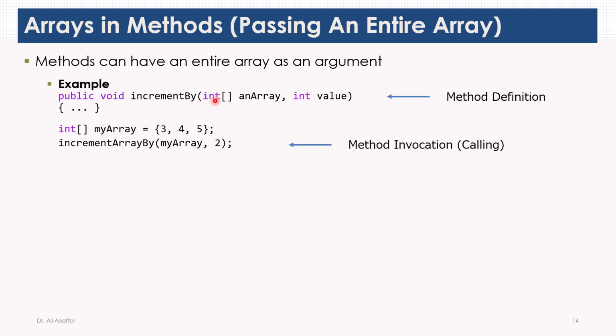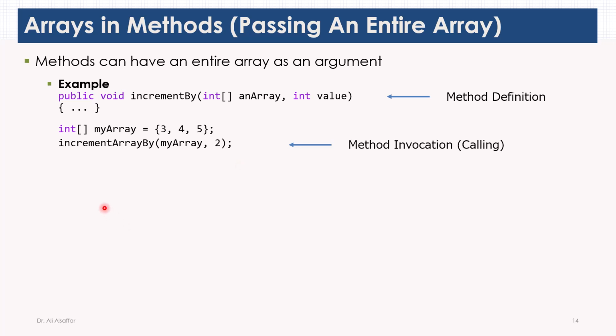And it should have the same base type as the argument, or the formal parameter. If you define an array of type integer as an argument, then you need to pass an array of integers as an actual parameter. So this is the way to define the method with an argument that has an array, and this is the way to invoke this method if you want to pass an array as an argument.